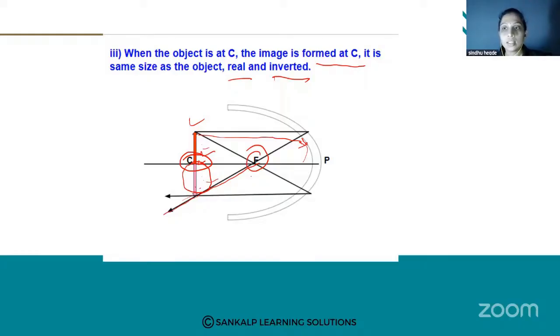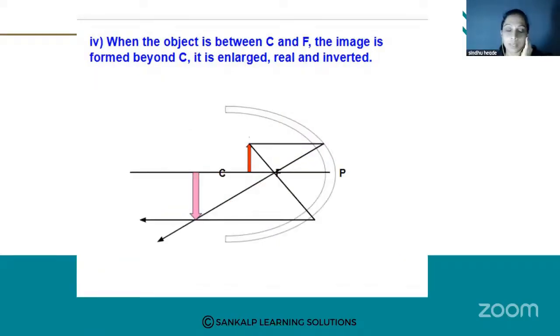I think you all have understood this concept, right? So it's very simple. I think you all listened carefully, right? Okay. Then next, that is the fourth one. This time the object is placed between C and F. See, this is C point and this is F point. This time the object is placed in between C and F. See, this is the object.